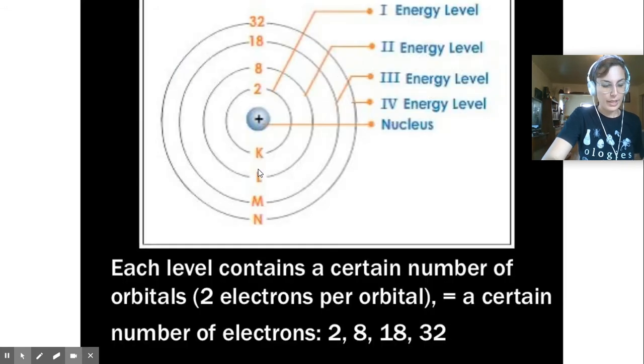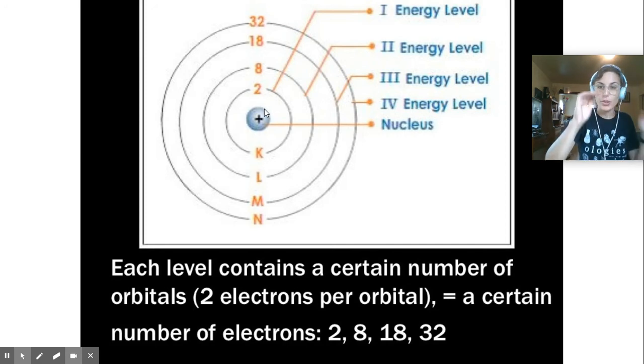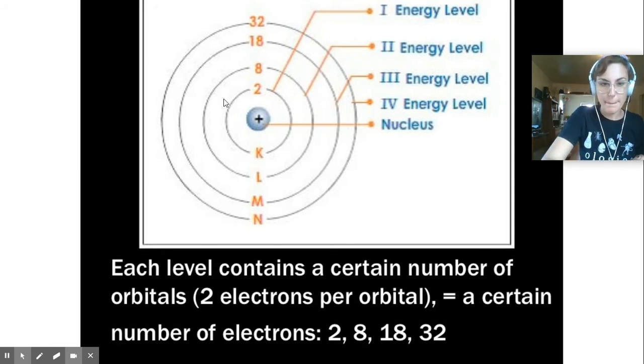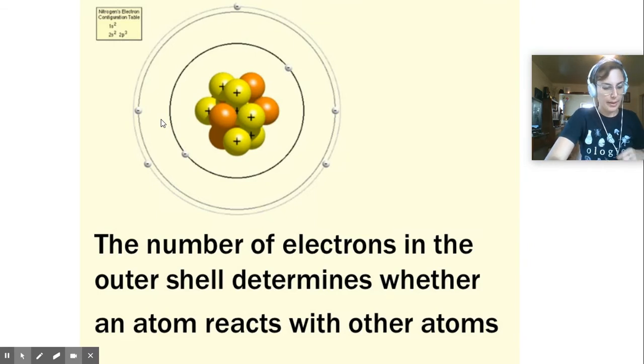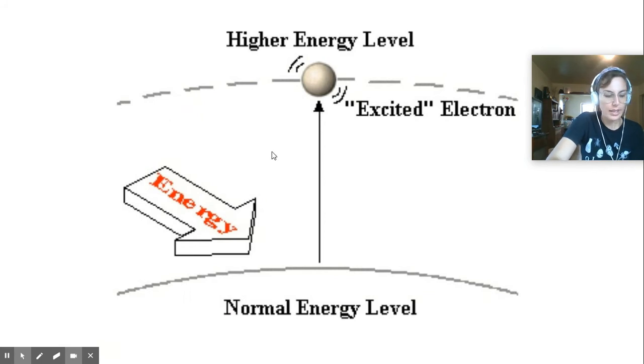All right, so the next slide is all about these energy levels, right? So essentially, each level contains a certain number of orbitals, and there's a certain number of electrons that we can place into those orbitals. 2, 8, 18, 32, and then we have our octet rule, 8. 8 is great, okay? All right, so let's talk about how electrons go up and down between energy levels, okay?